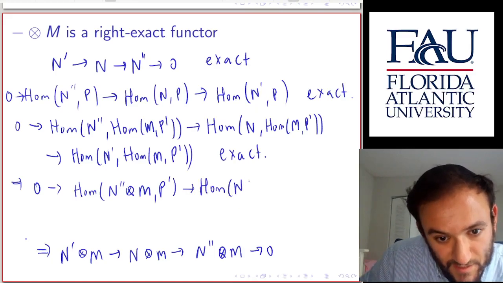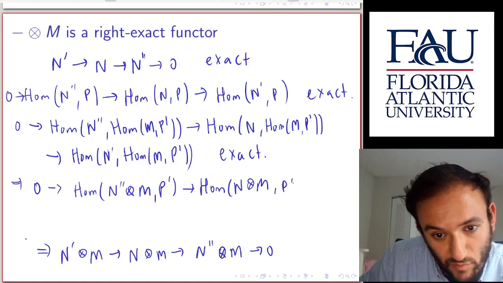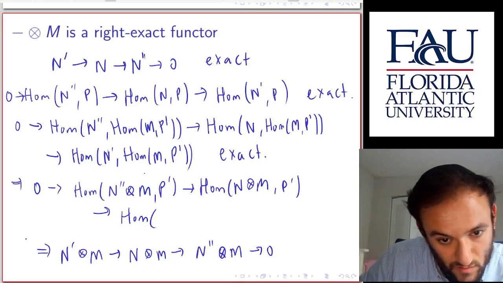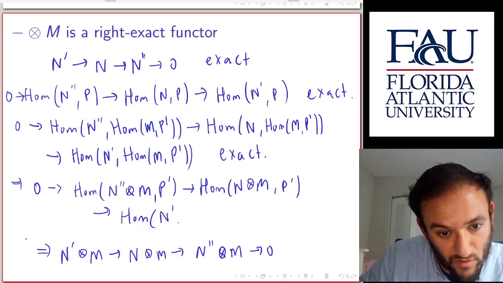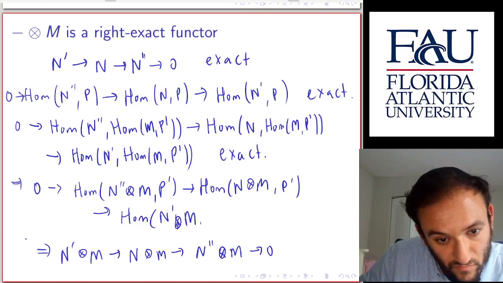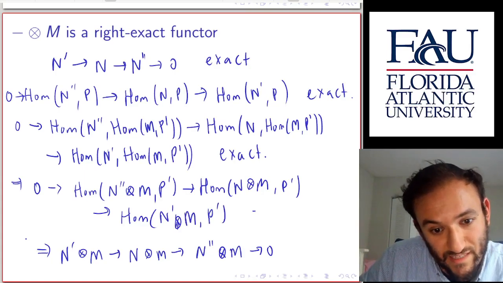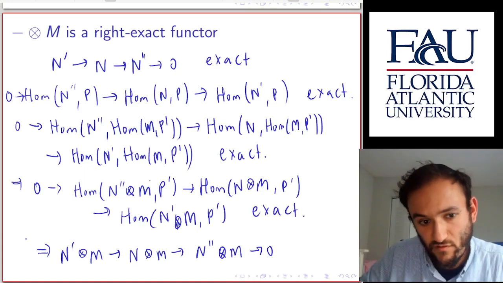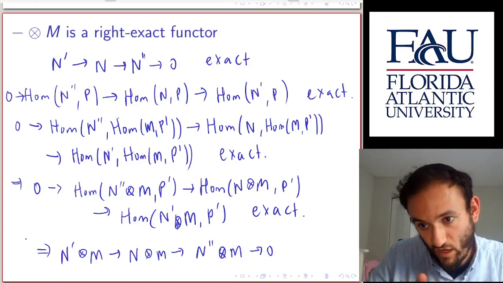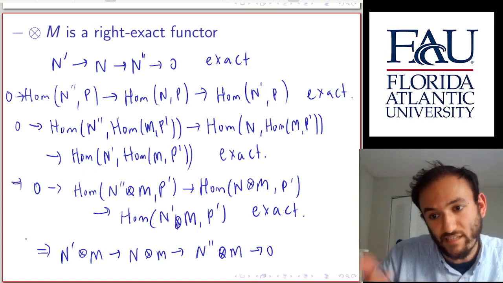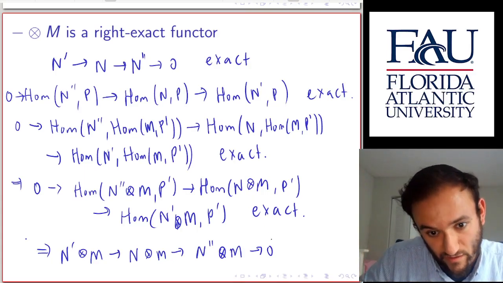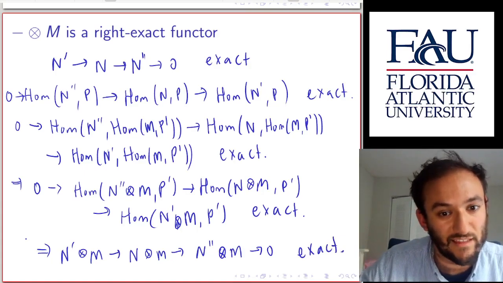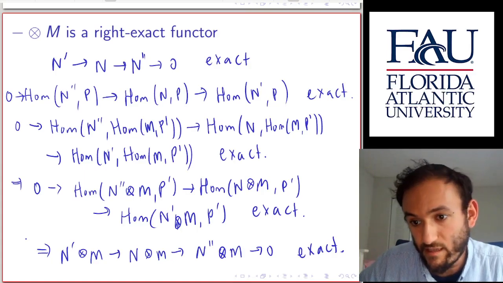Oh, sorry, I'm still using tensor. To hom of n tensor m to p prime, to hom of n prime tensor m to p prime. This is also exact. And then when you have a sequence of homs being exact, that implies that the original sequence was exact to start with. Okay? So that's the logic to show that this tensor product sequence is in fact exact.